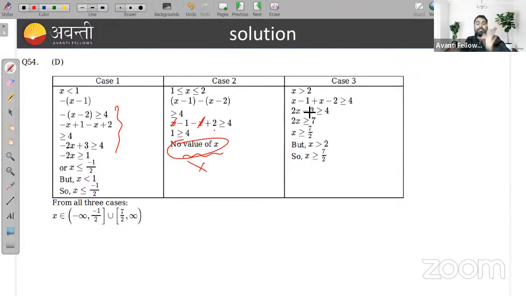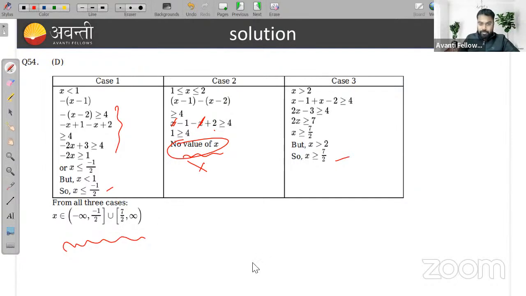Okay. So the third case is x greater than 2. That is, the modulus opens with a positive sign. So in the left hand side, by deleting the modulus sign, you just write the left hand side: x minus 1 plus x minus 2 is greater than or equal to 4. Right? So the left hand side becomes 2x minus 3, and here we are getting x is greater than or equal to 7 by 2. So by taking the union of these two intervals, the solution set is minus infinity to minus 1 by 2, union 7 by 2 to infinity.